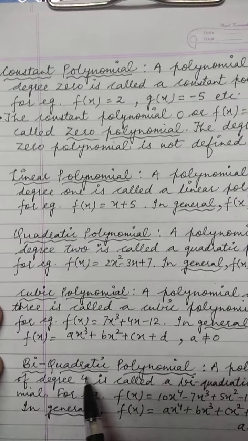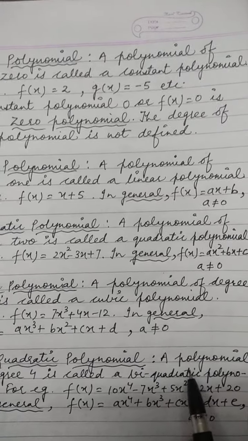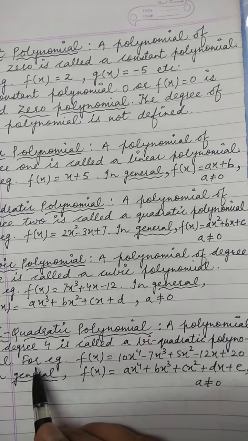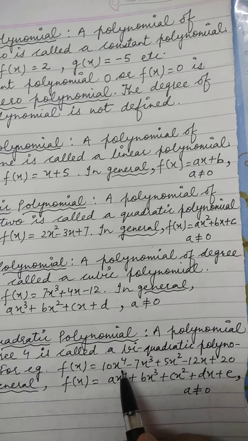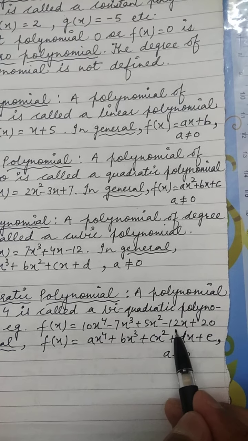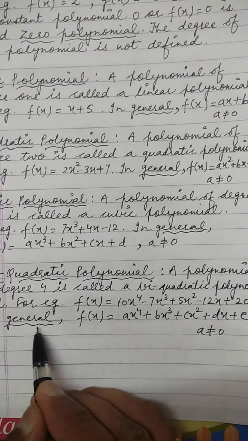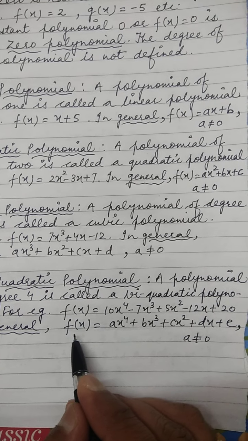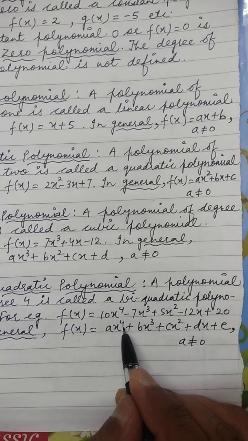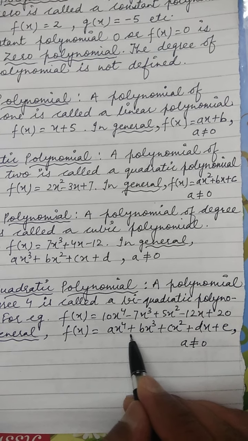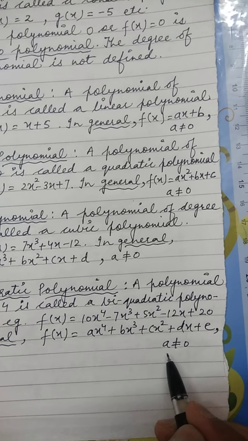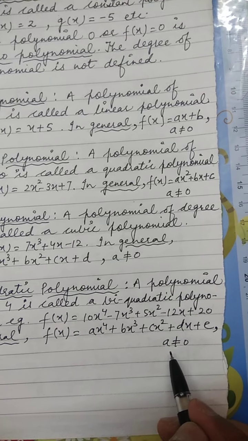Now come to the biquadratic polynomial. A polynomial of degree 4 is called a biquadratic polynomial. For example, f(x) = 10x⁴ − 7x³ + 5x² − 12x + 20. In general, a biquadratic polynomial can be written as f(x) = ax⁴ + bx³ + cx² + dx + e, and a is not equal to 0.